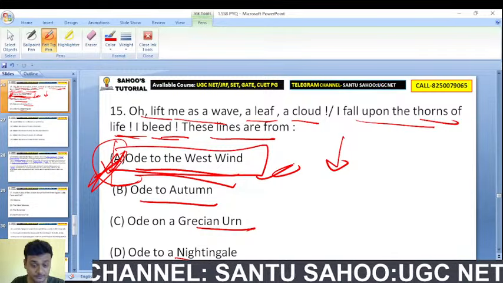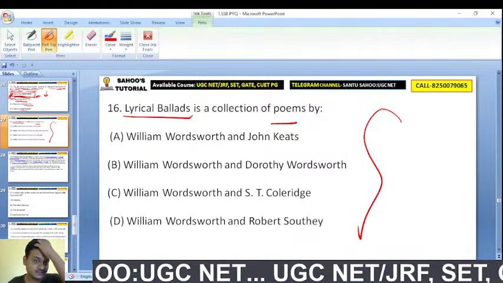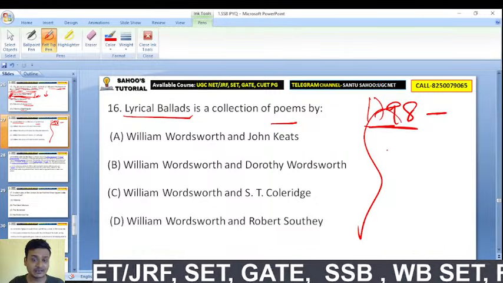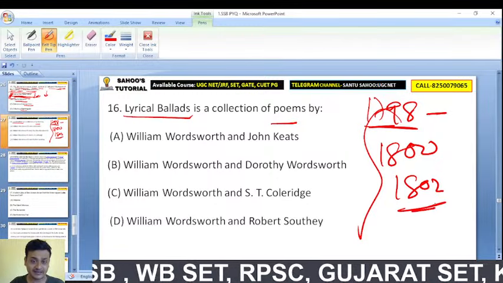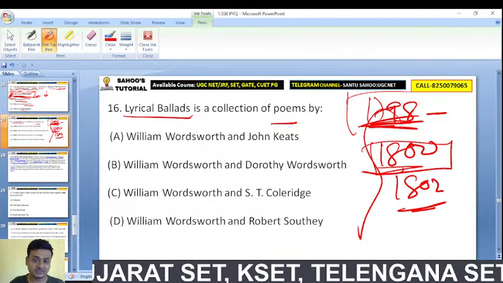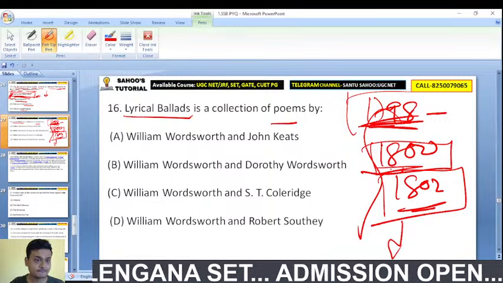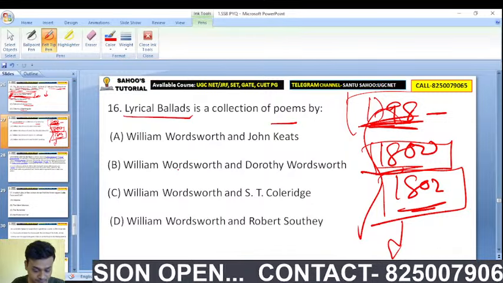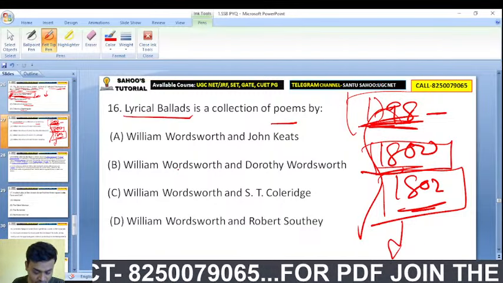Exactly. Lyrical Ballads is a collection of poems. It was first published in 1798. The preface was added in 1800, and in 1802 poetic diction was added. Easy one, quickly to answer. Do like the session as well.